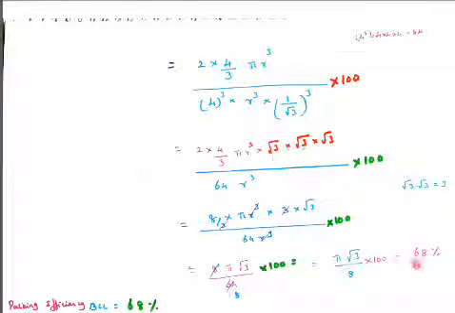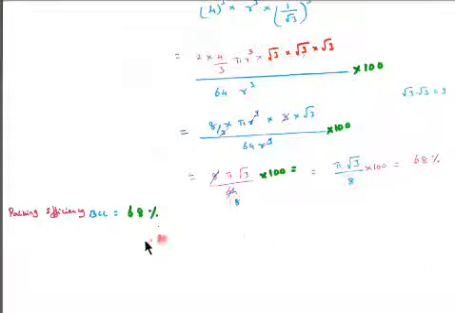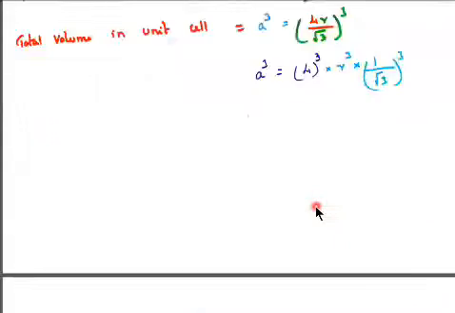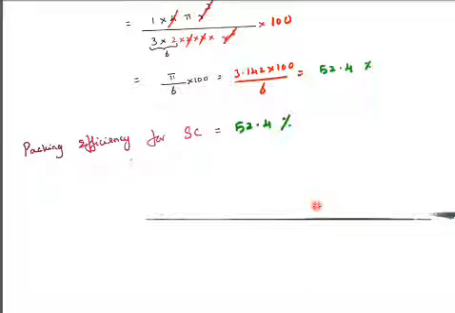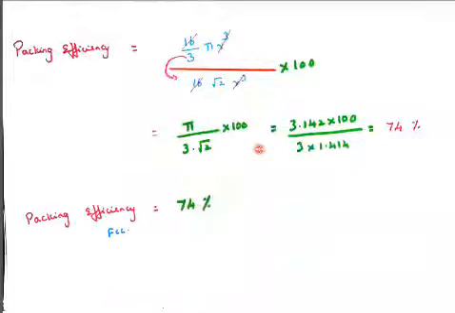After substituting all the values, you are getting 68%. So the packing efficiency of BCC is 68%. The empty space is 32%. Substitute 1.732 for root 3 and 3.142 for pi, and you will get 68%. So students, now we have got the percentage packing efficiency of all the 3 cubic cells: simple cubic is 52.4%, face centered cubic is 74%, and body centered cubic is 68%.